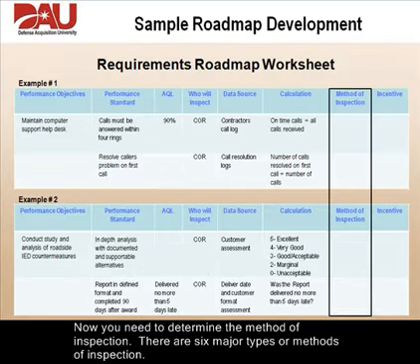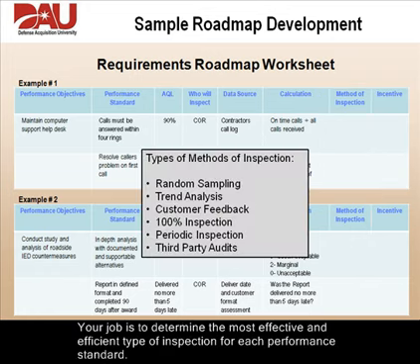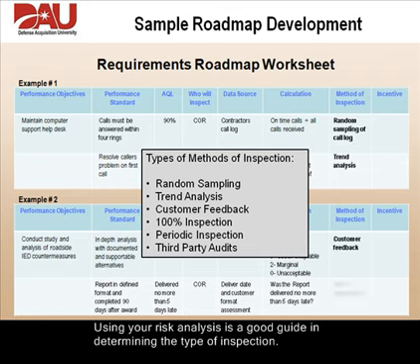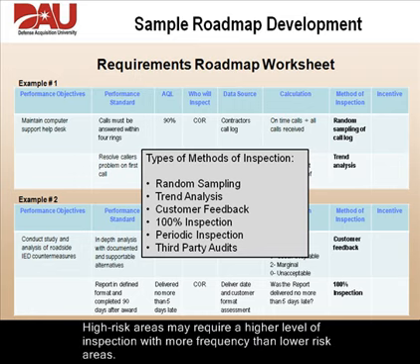Now you need to determine the method of inspection. There are 6 major types or methods of inspection. Your job is to determine the most effective and efficient type of inspection for each performance standard. Using your risk analysis is a good guide in determining the type of inspection. High-risk areas may require a higher level of inspection with more frequency than lower-risk areas.